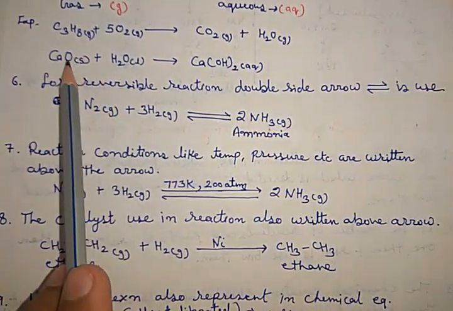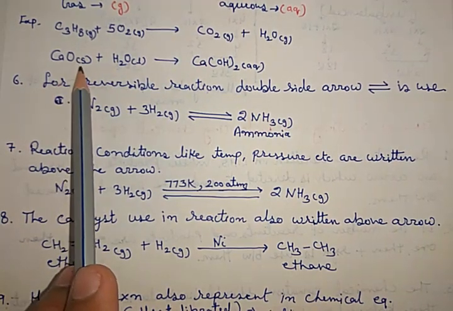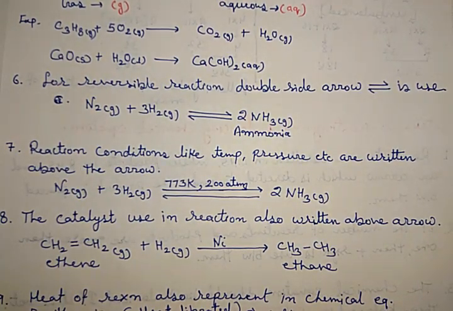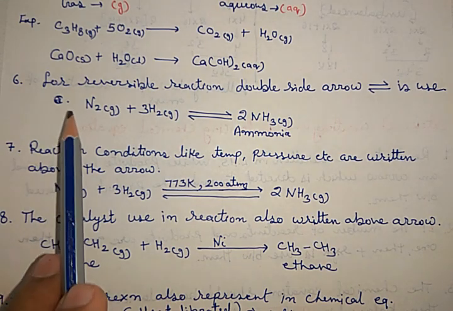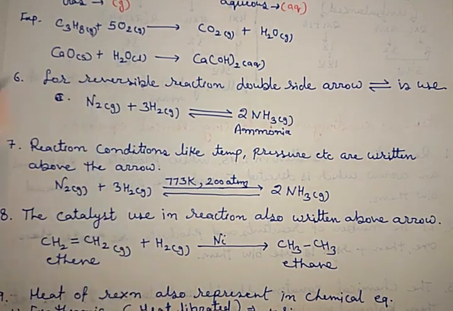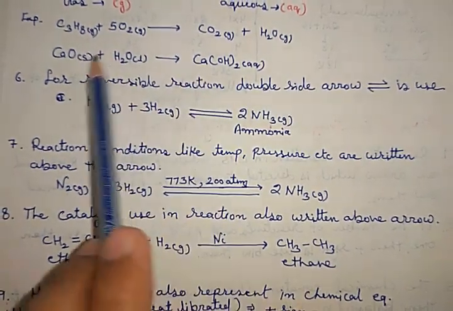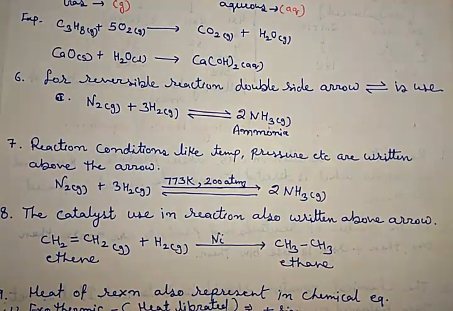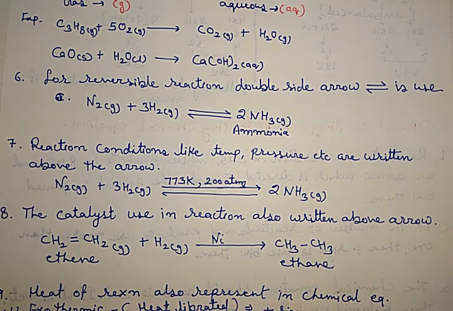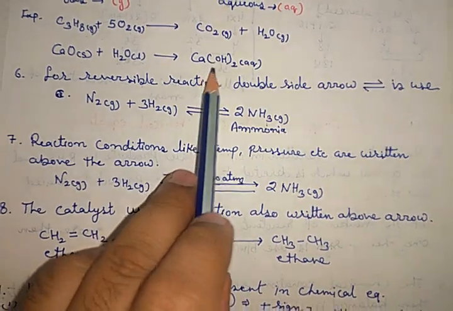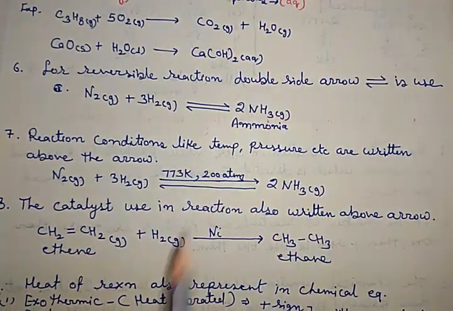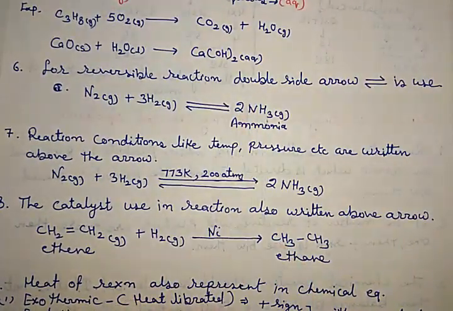Now the second example, calcium oxide, which we know as limestone, in salt form, and water, liquid. They combine and make calcium hydroxide, which is called slaked lime, which is in water soluble state. So we use aq here.